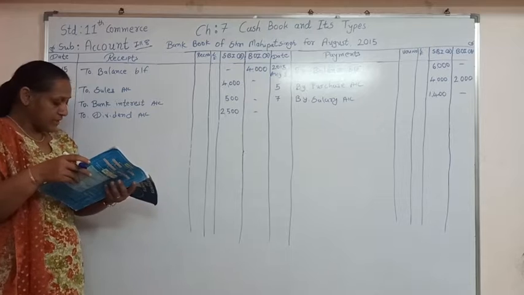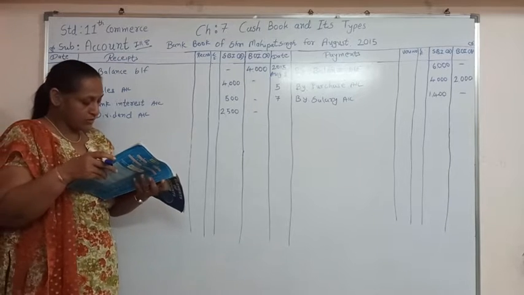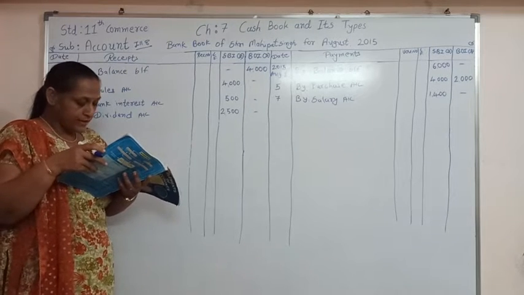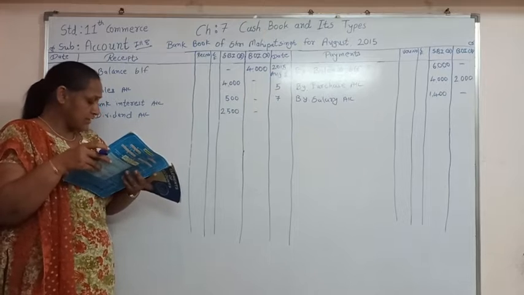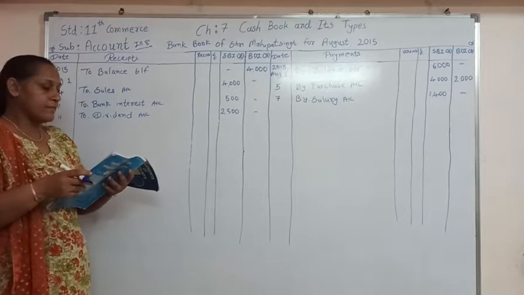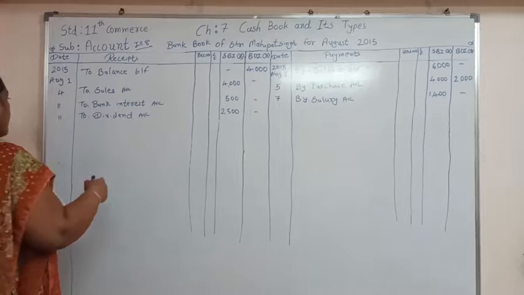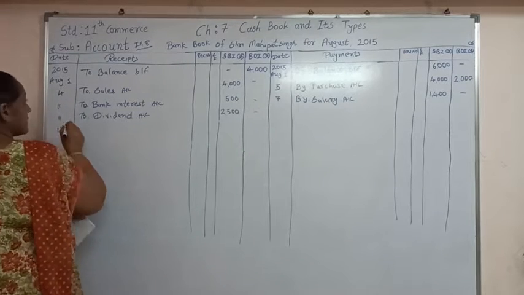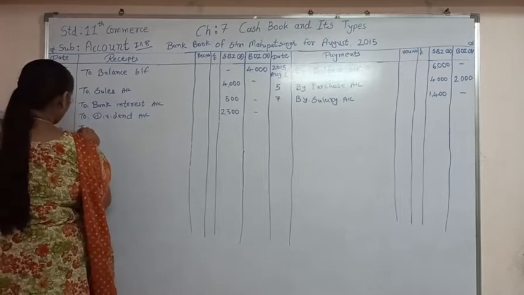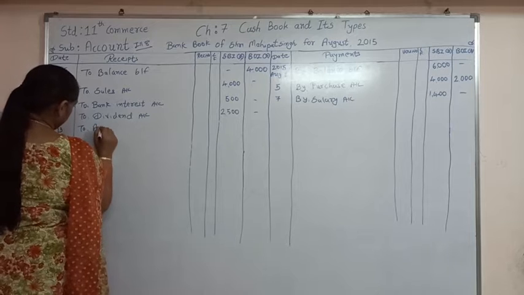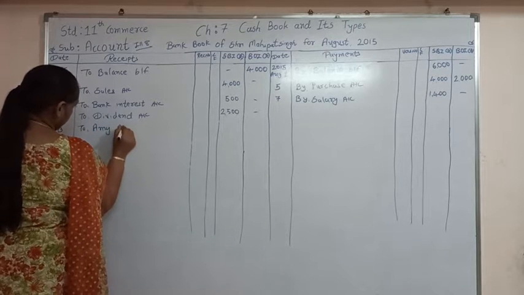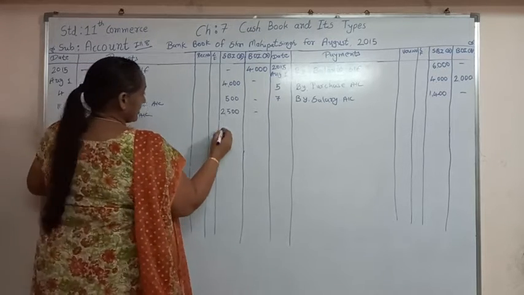A check of rupees 7000 received from Anuj towards the payment of old debt, which was deposited in BOI. So Anuj has made the payment and that is deposited in BOI, to Anuj account, and check of rupees 7000.